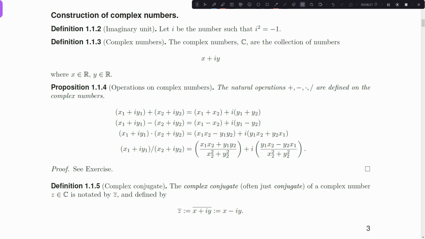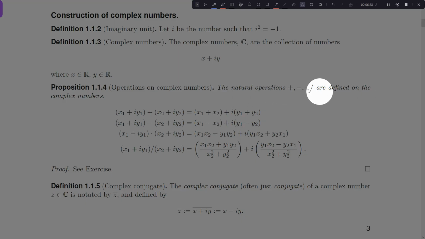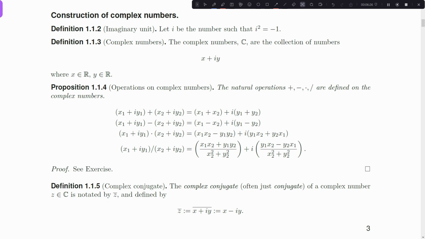And what's nice about these complex numbers is that we have a very natural set of operations, just like we have for the real numbers: plus, minus, times, and division. And we can define them as the following, right? I'm calling this a proposition just because it's not exactly straightforward to prove, but it's not that hard to prove either.